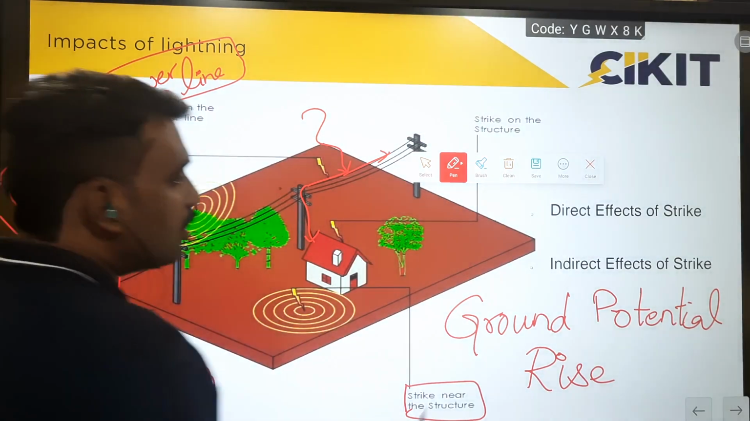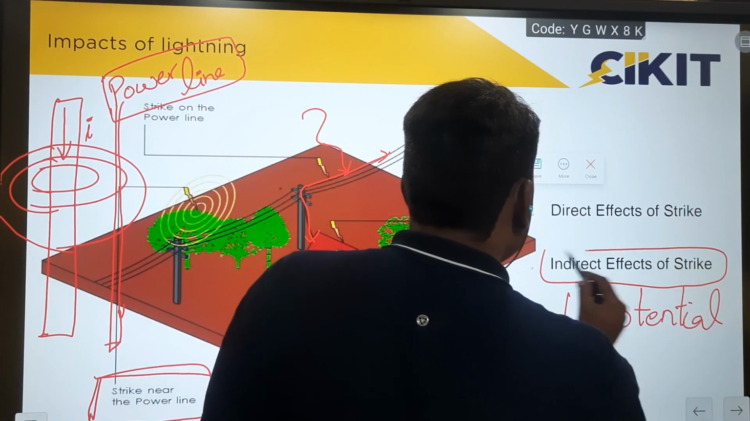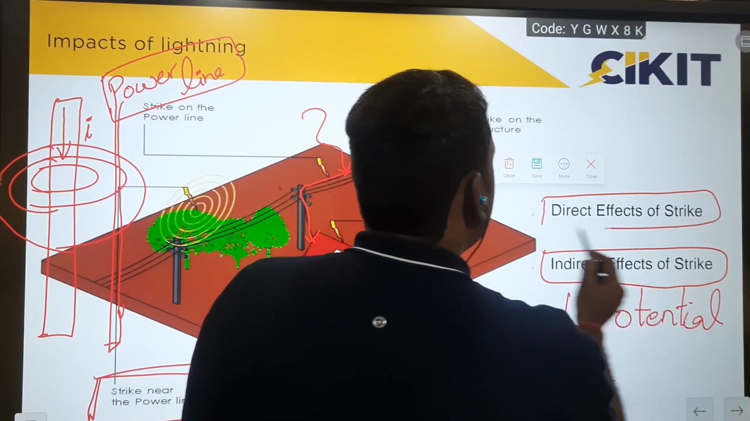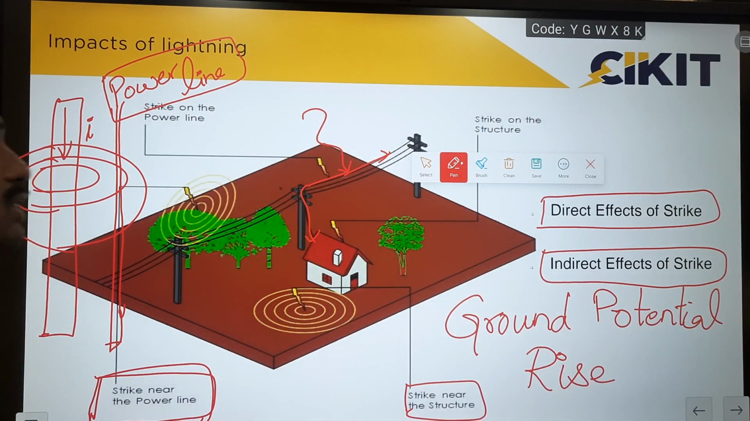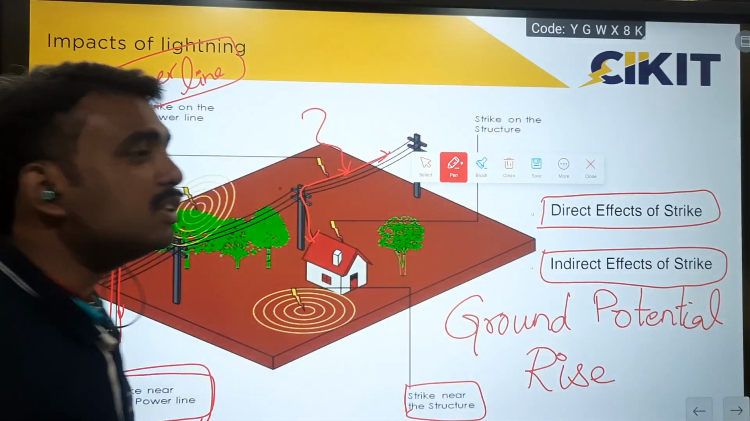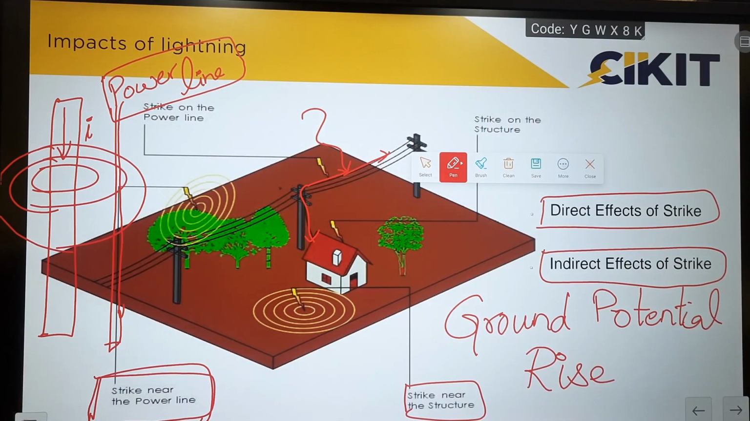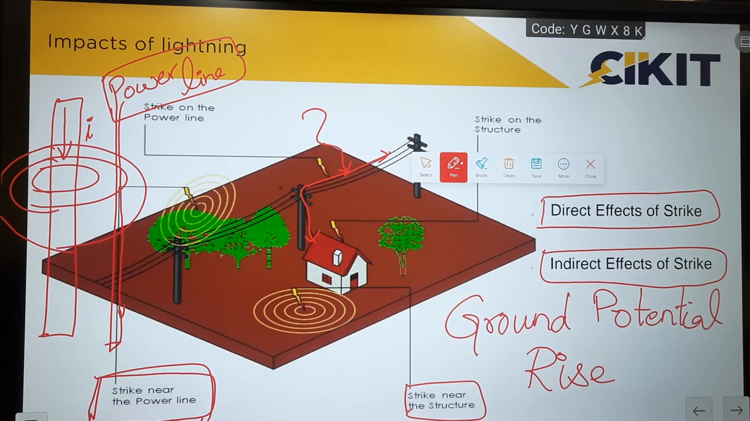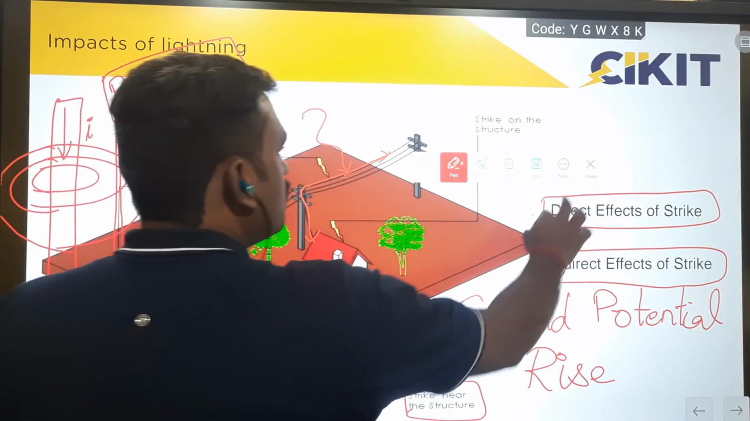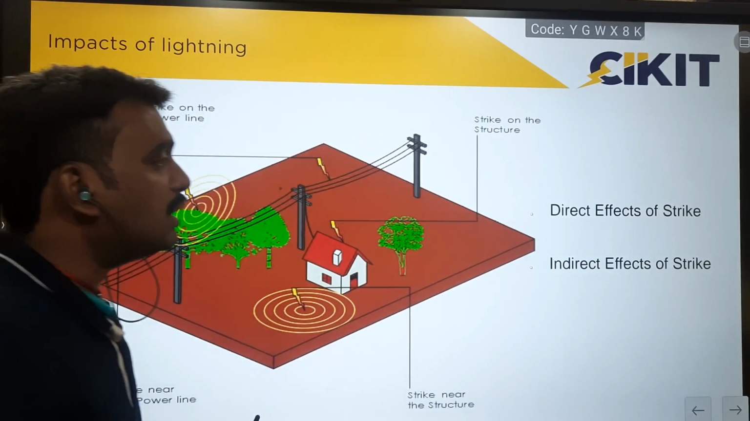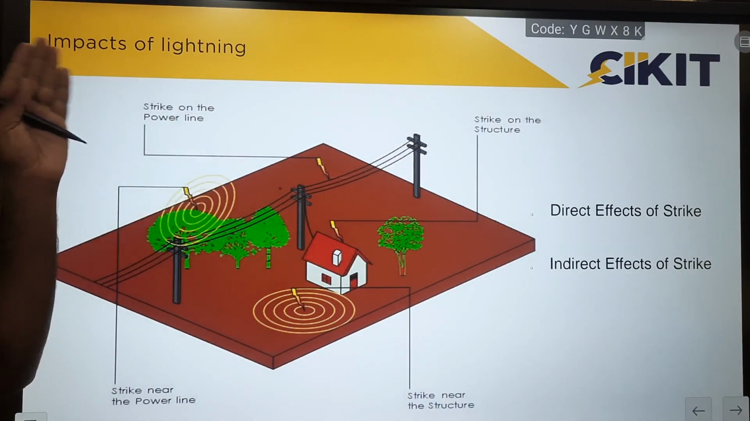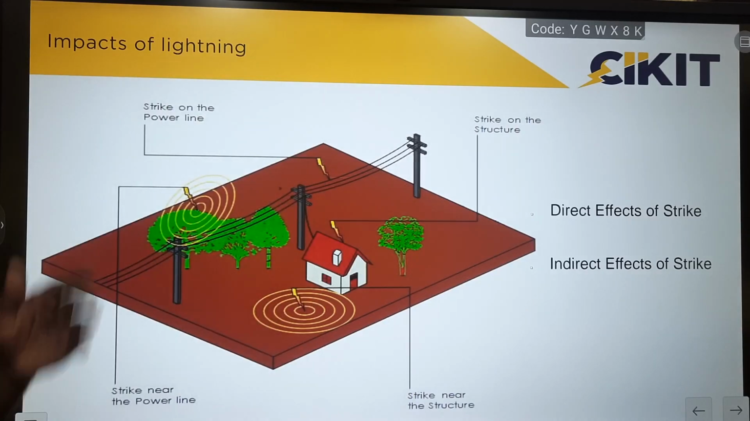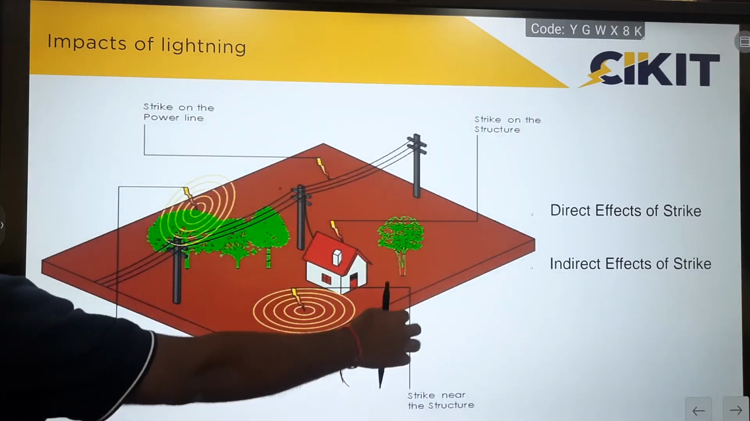So these three things are called the indirect effects of lightning strikes. And the direct effect is lightning directly striking the panel or any other structure and causing damage. In solar projects, the indirect effects also cause damage as severe as the direct effects of lightning strikes. So to provide a complete solution, we have to provide protection against direct strikes as well as against the indirect effects as well.